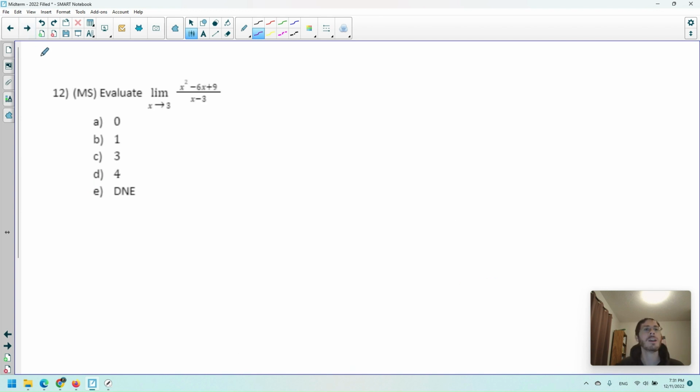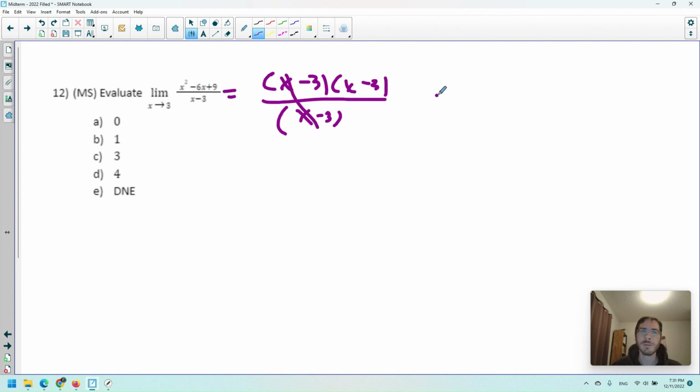For number 12, we have to evaluate the limit as x approaches 3. Again, we kind of have our choice. This was from the section where you basically have your choice as to how you want to solve this one. I feel like factor and cancel is going to be a good choice here. Top factor is pretty quick: x minus 3 times another x minus 3. Bottom is x minus 3. Those cancel. 3 minus 3 is 0. And so we're all set.